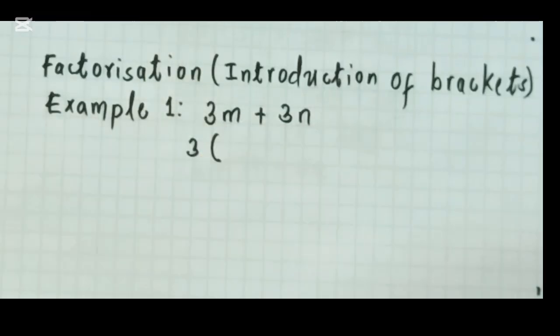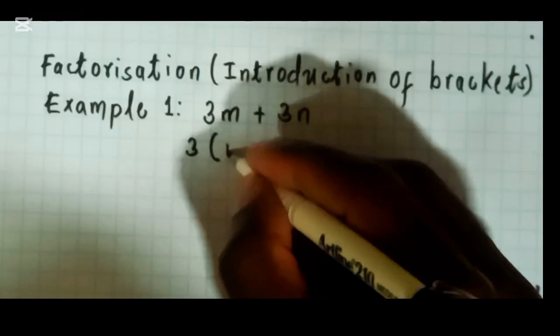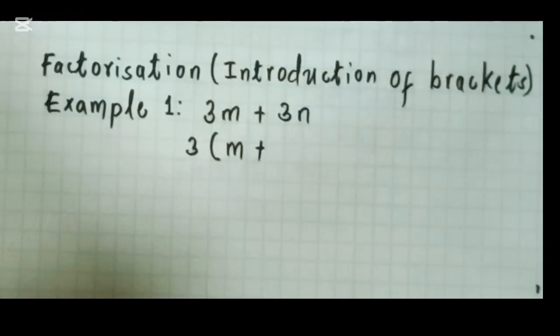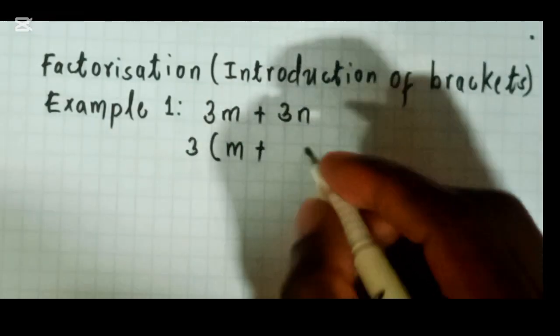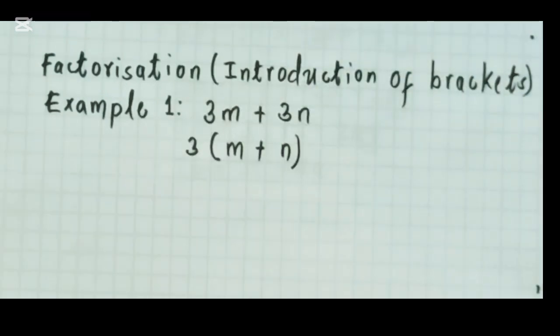So that's going to be 3m divided by 3. 3m divided by 3 will give us m, plus 3n divided by 3 will give us n. And so that there is a proper demonstration of what factorization really is, and a simple example that solves factorization of an algebraic expression. Let us look at another example and see how we can use this to simplify equations.